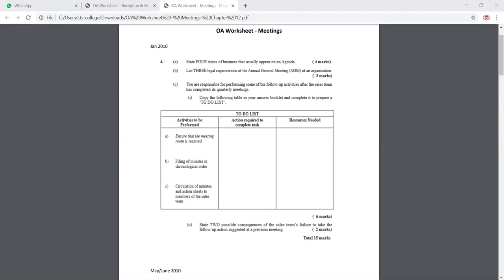Very good. An example of a minute, you all can find it on page 169. An example of a minute can be found on page 169. You'll see an example of what a minute looks like there.